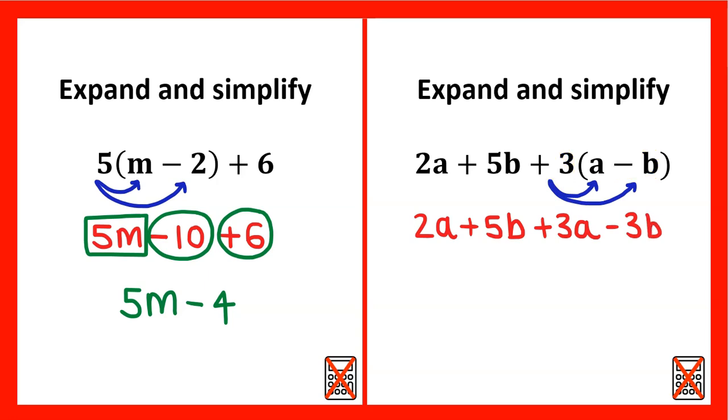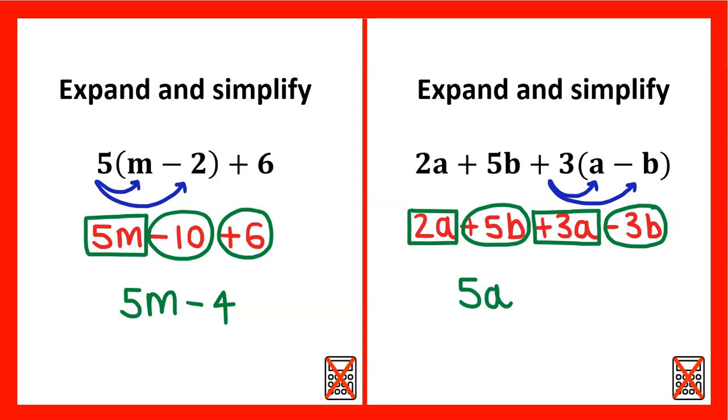Just like before, I can collect like terms. We have a few more like terms now. I can collect 2a with positive 3a, and I can also collect 5b with negative 3b. 2a plus 3a is 5a, and then 5b take away 3b is positive 2b. So the final answer would be 5a plus 2b.